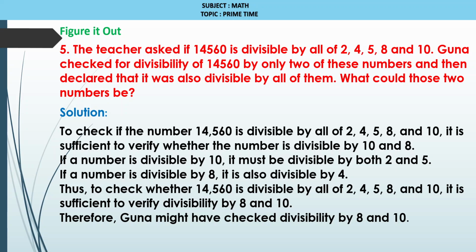So, to check whether 14,560 is divisible by all of 2, 4, 5, 8 and 10, it is sufficient to verify only if it is divisible by 8 and 10. Therefore, Guna might have checked only divisibility by 8 and 10.